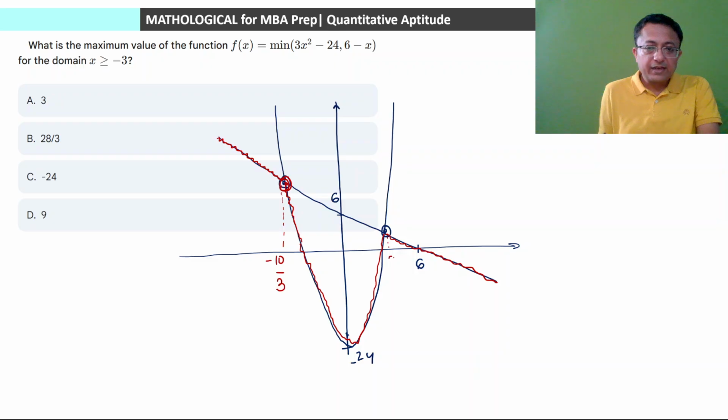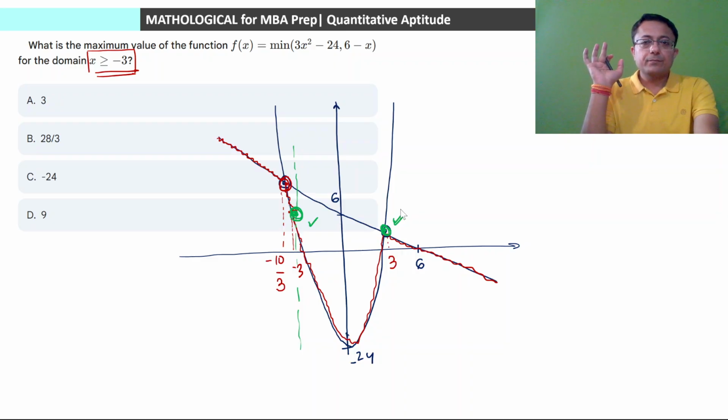And this intersection point is at x equal to 3. And since our function is defined for x greater than or equal to minus 3, minus 3 will be somewhere before. We are only concerned with values of x after x equal to minus 3 in this range. So this point here will be our concern, and this point here. Either of these two will be the maximum value, which in this case, coincidentally, are equal. But otherwise, we have to check only at these 2 points. Is this much clear? Okay. Next question.